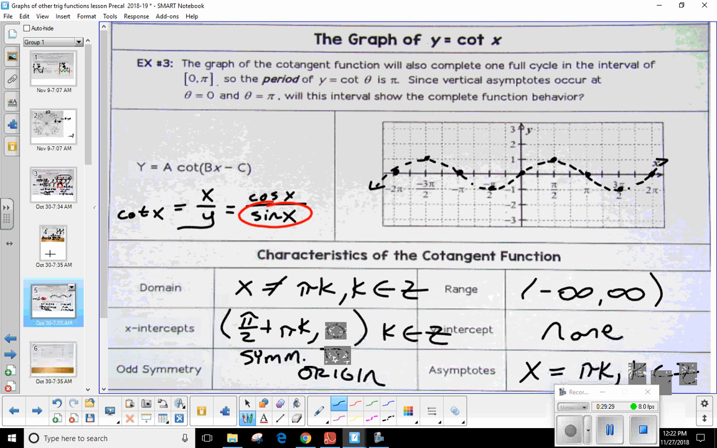Right? Now, what's the one thing that we can't divide by in a fraction? You can't divide by 0. Well, how do we know where sine is 0? Wherever he touches the x-axis. So, for example, cotangent is going to be undefined at negative 2 pi, because that's exactly where sine touches the x-axis. Where's another one? I've got the first one at negative 2 pi. Negative pi would be another one. Then 0. Then we have pi. And then we have 2 pi.